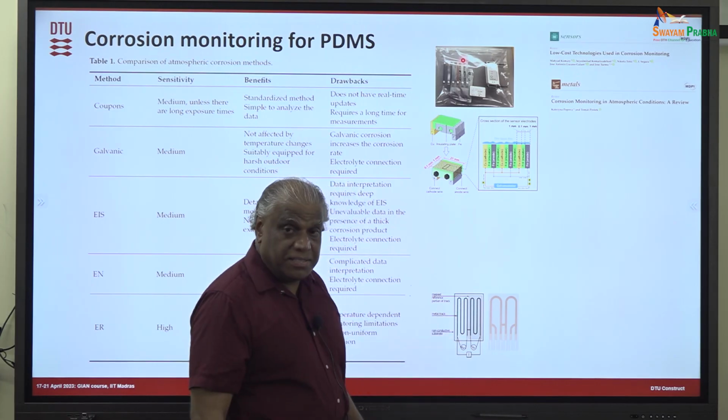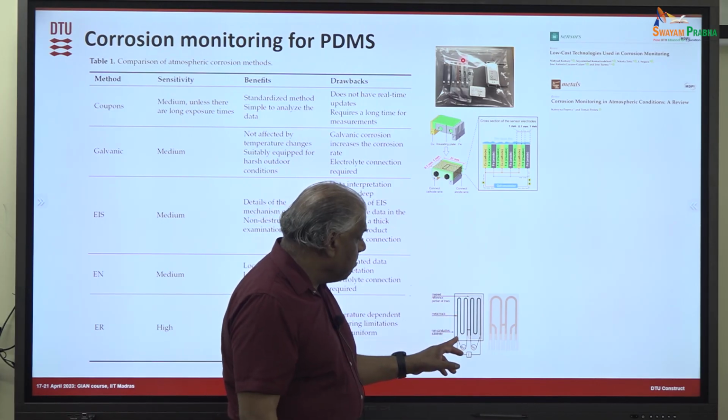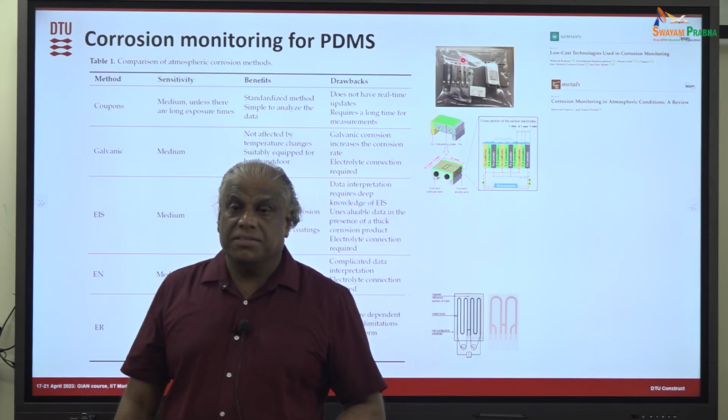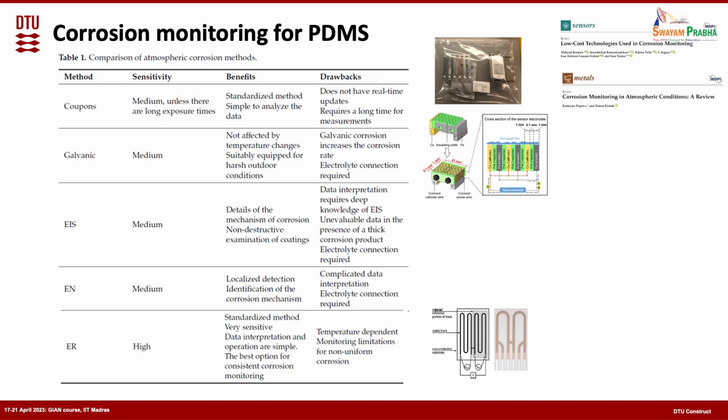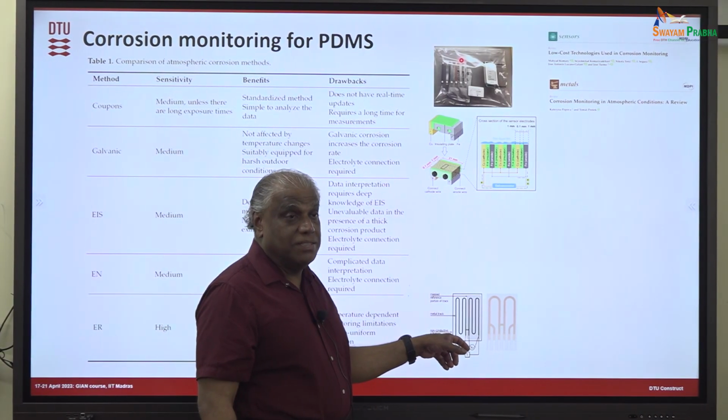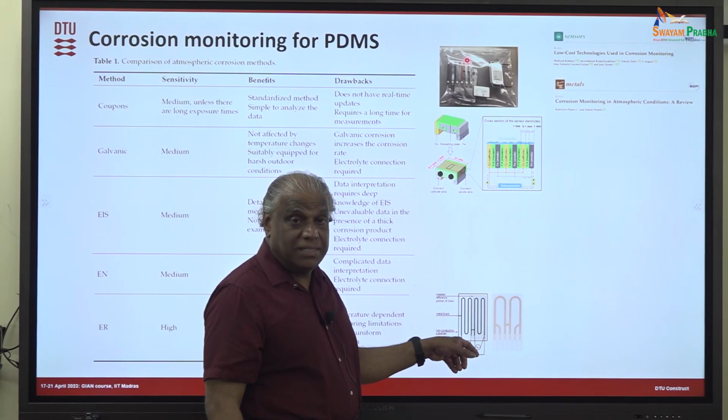Basically, in the electrical resistance sensor, they keep measuring the electrical resistance of this wire. The electrical resistance of the wire depends upon the thickness of the wire. As the corrosion occurs, the thickness of the wire will be reduced, and that will increase the resistance. So they can measure the change in resistance with time, and that can be converted into corrosion rate. It's a very nice sensor, and you can measure it easily.